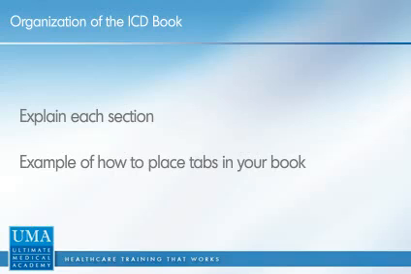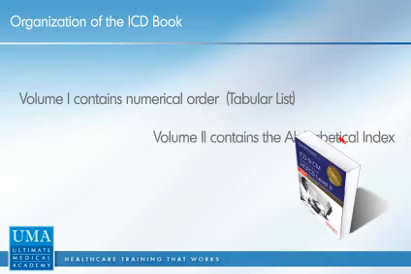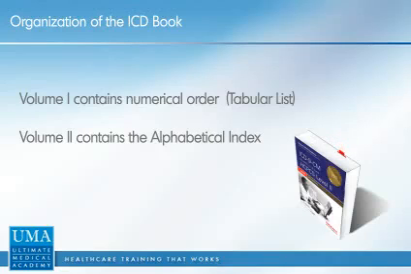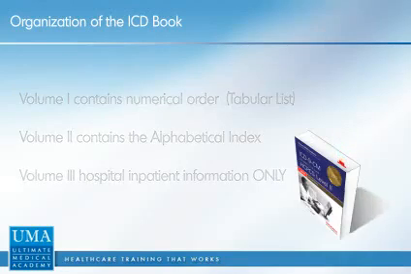As indicated earlier, your ICD book is divided into 3 volumes. Volume 1 is the tabular list. Volume 2 contains the alphabetical index. And you will not be using Volume 3 in this class. It contains an alphabetical index and numerical list of codes for hospital billing only.